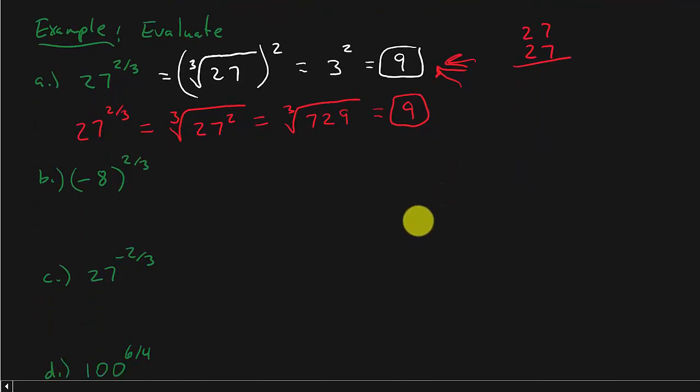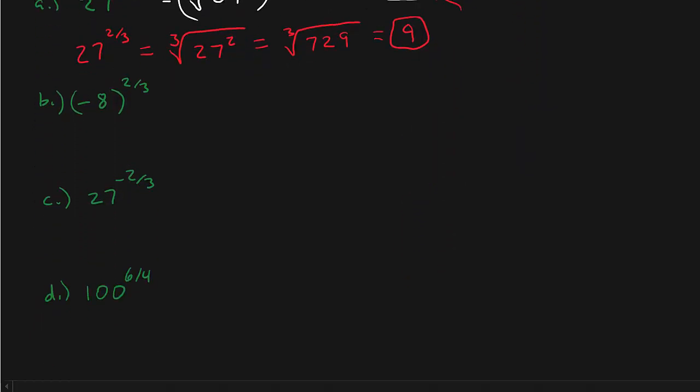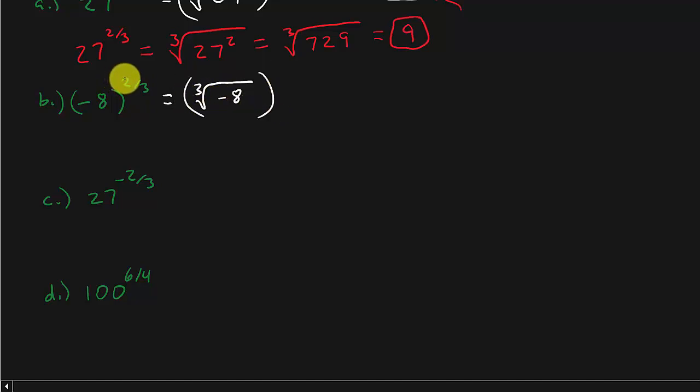All right, so let's look at the next one. We've just got these that we have to evaluate. So let's go ahead and convert it to radical form. That's going to be the cube root. Remember, the denominator is the index, and then I've got the -8, and then all of that is raised to this numerator here, 2. And so this is going to give me what? The cube root of -8 is -2, and then that's squared. And -2 squared is 4. And there's your answer.